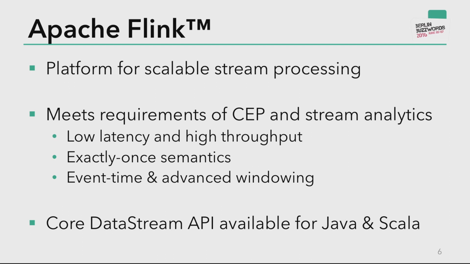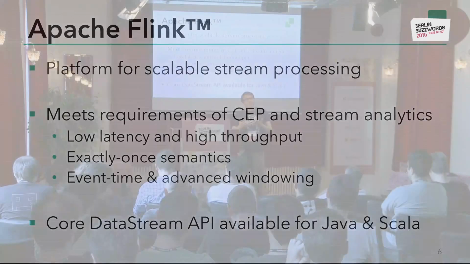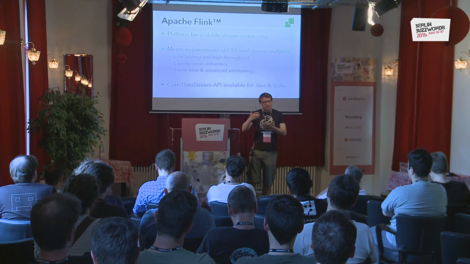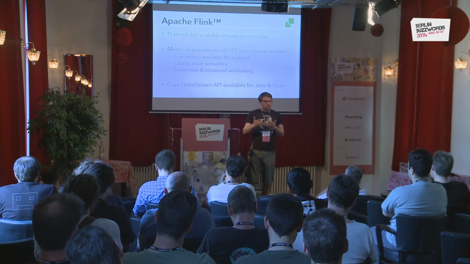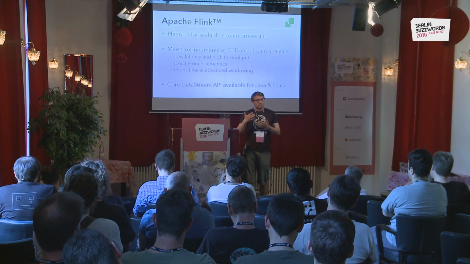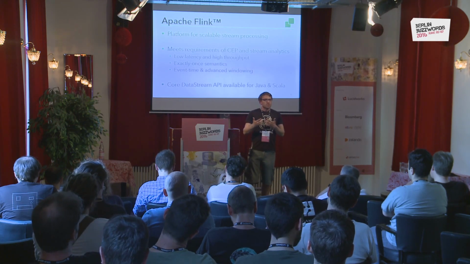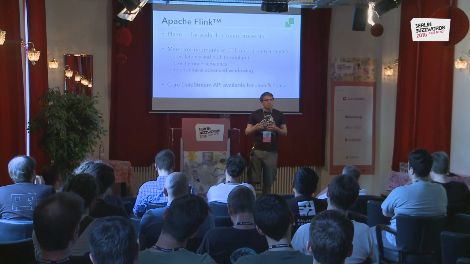Flink also supports event time, has very good support for windowing, and features exactly-once semantics. The core programming abstraction or API for Flink is the so-called DataStream API, which is available in Scala and Java. I would not say it's a low-level API, but if you want to implement something like detecting certain patterns or certain kinds of stream analytics, there is some overhead involved.